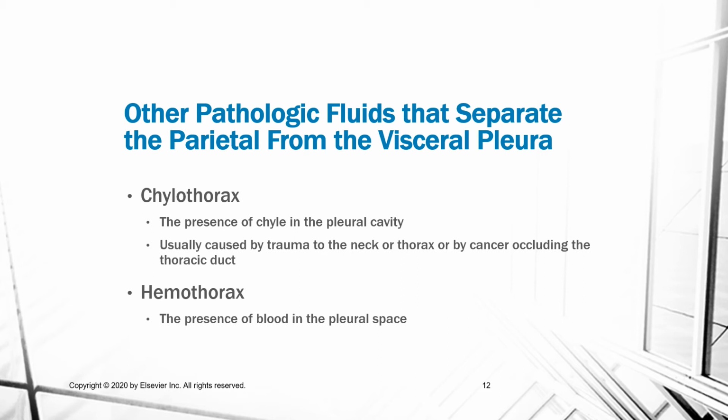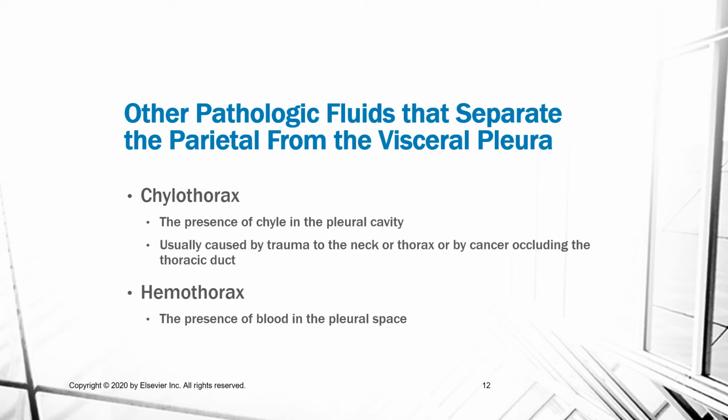Chyle normally is taken up by finger-like intestinal lymphatics called lacteals and transported by the thoracic duct to the neck. From the thoracic duct, the chyle moves into the venous circulation and mixes with blood. The presence of chyle in the pleural cavity is usually caused by trauma to the neck or thorax or by cancer occluding the thoracic duct.